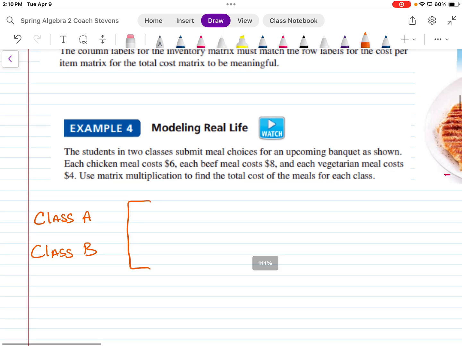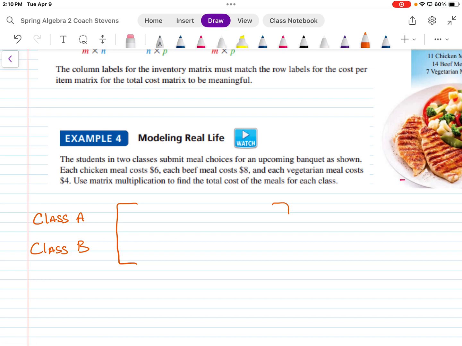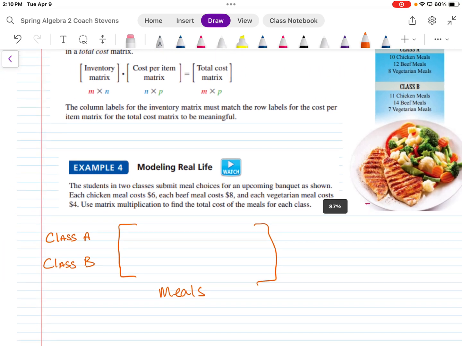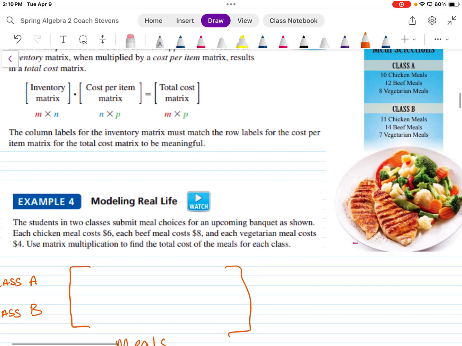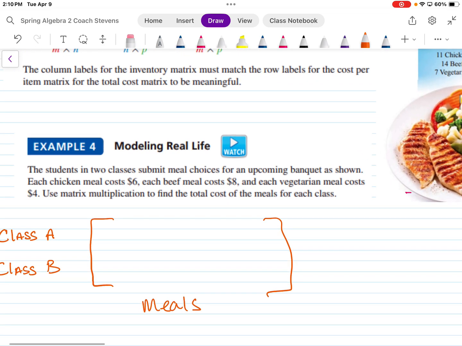And I'm going to let this first matrix be the meals. When we go back to the menu, we can look at it saying, okay, we got chicken, we got beef, and we got veggies. So for my column headers, I'm going to say chicken, beef, and veggies.